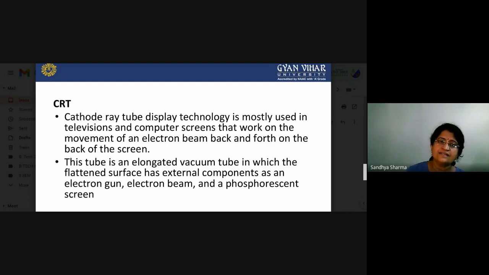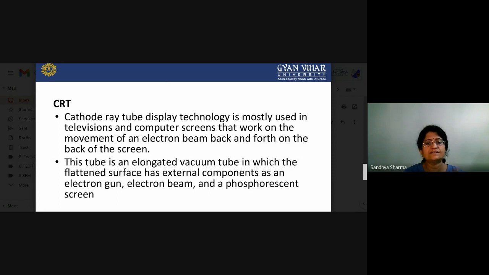According to the movement of the electrons on the screen, we visualize the scene or waveforms. This tube is a vacuum tube in which the flattened surface has external components such as the electron gun, the electron beam and a phosphorescent screen.